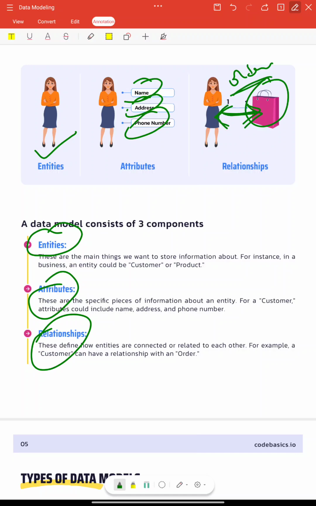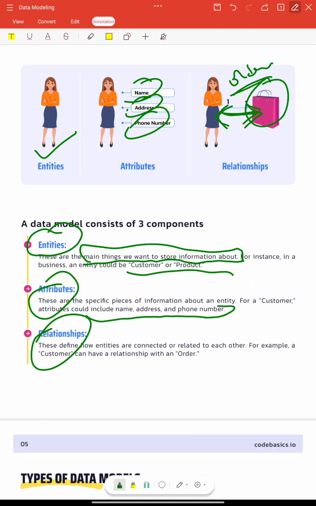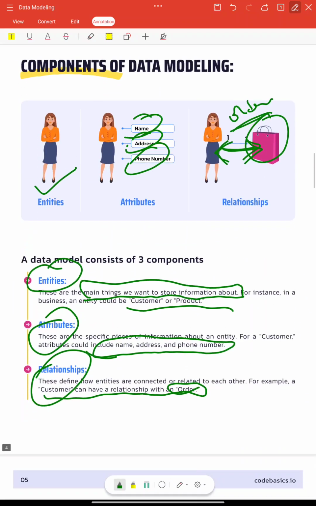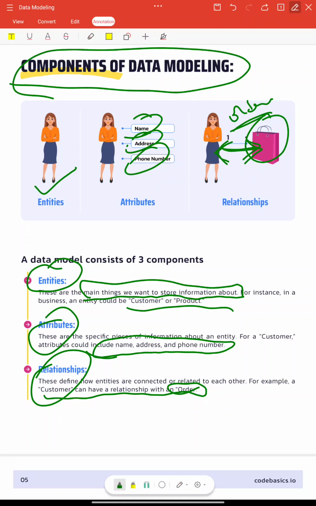Entities are the main things we want to store information about, and it can be a customer or a product. Attributes for a customer include the name, address and phone number. Relationships are, for example, a customer can have a relationship with an order. These are the components of data modeling.